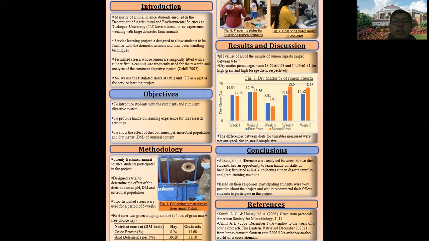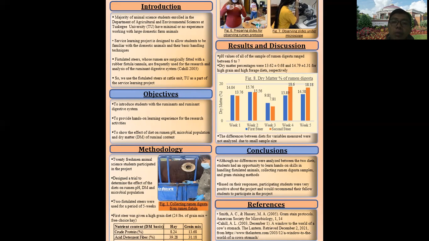As we measured, the pH values of all of the samples of rumen digesta ranged from 6 to 7, and the dry matter percentage was 13.62% for the high grain diet and 14.79% for the high forage diet.